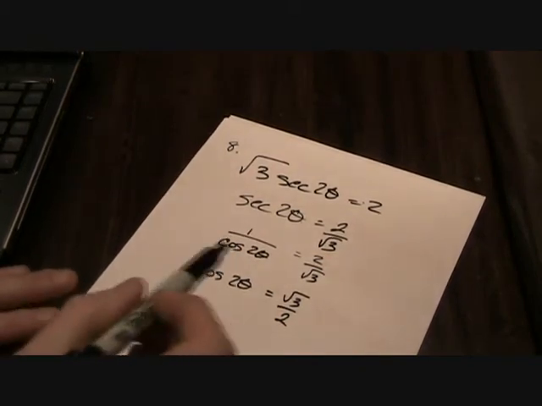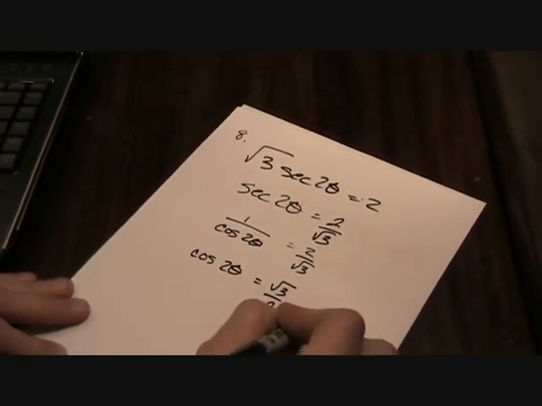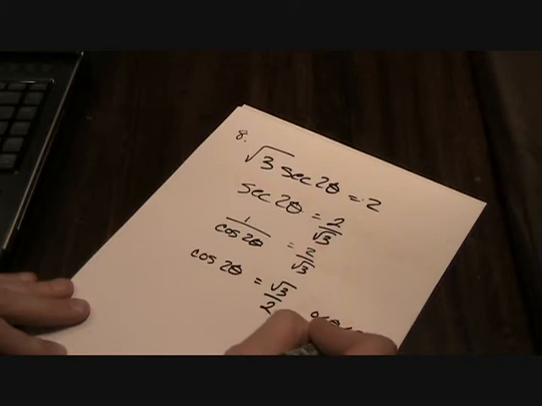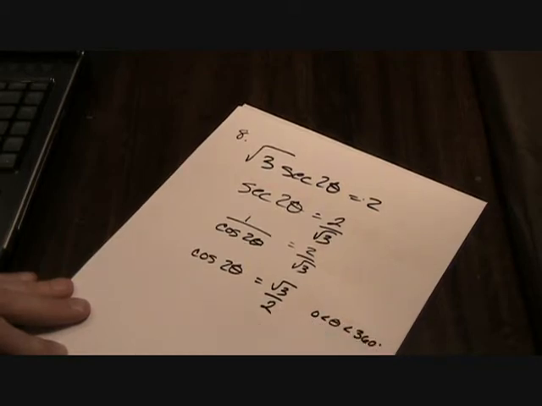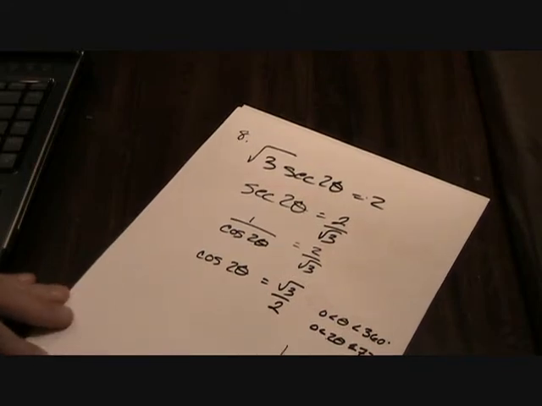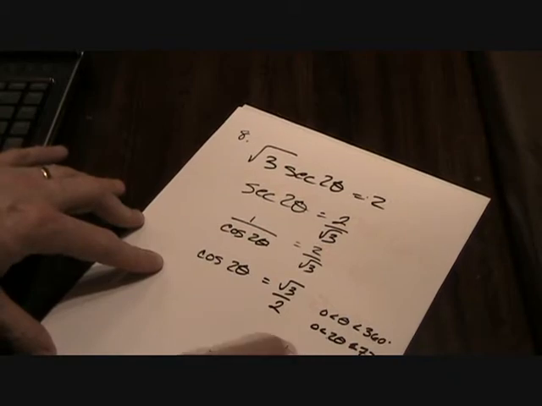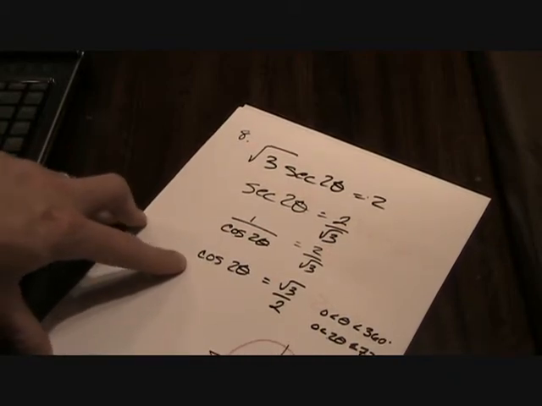So from there, here's going to be the one thing. Theta is between 0 and 360 by what the domain is talking about. Okay? So that means that 2 theta, if I double that, is going to run between 0 degrees and 720 degrees. So on our circle, okay, cosine is equal to square root of 3 over 2 here at 30 degrees.